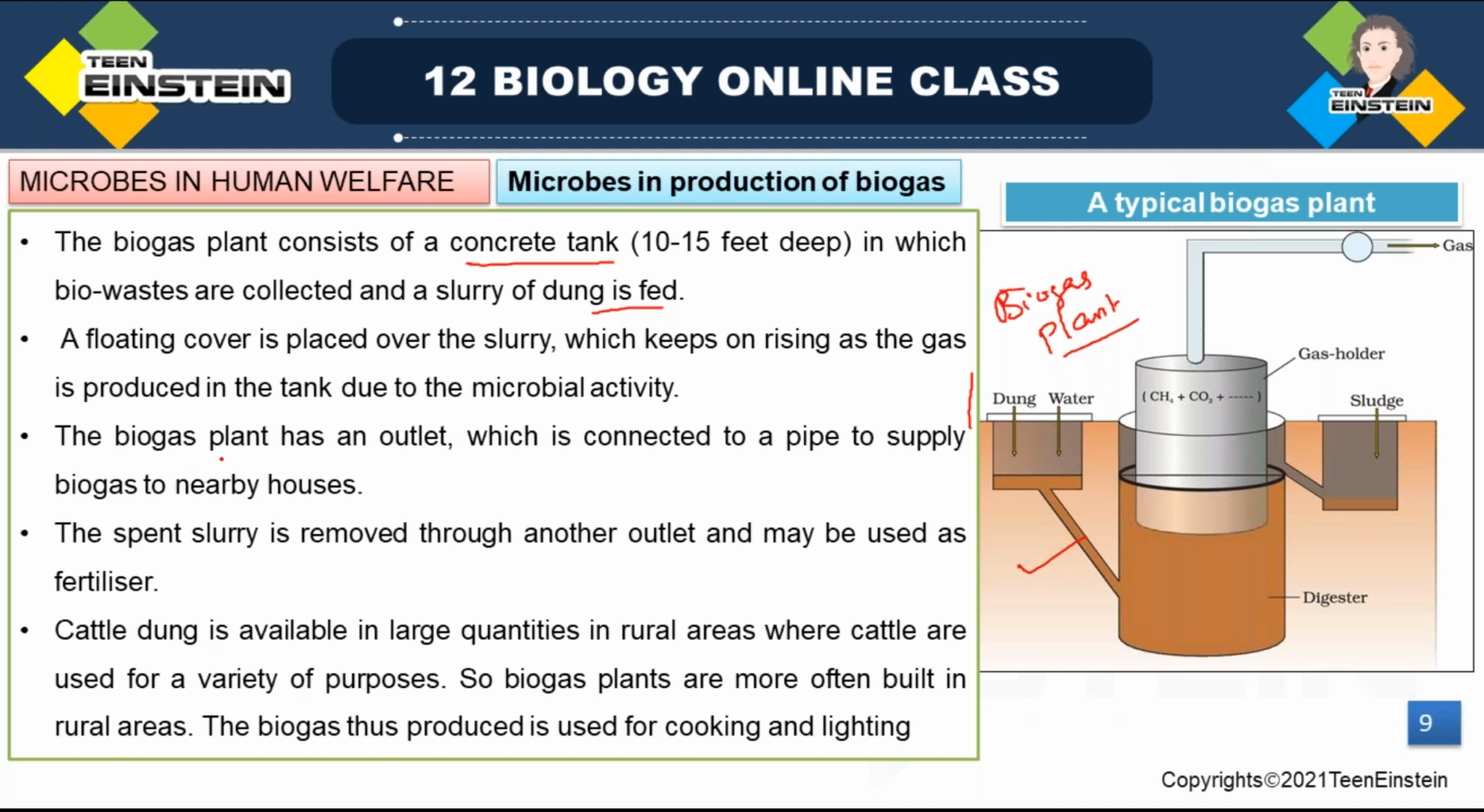Then that biogas plant will have one outlet. That outlet will be connected to a pipe, and through that pipe the biogas which is formed inside will be moving outside. Then the spent slurry will be removed through another outlet, and that can be used as a fertilizer.